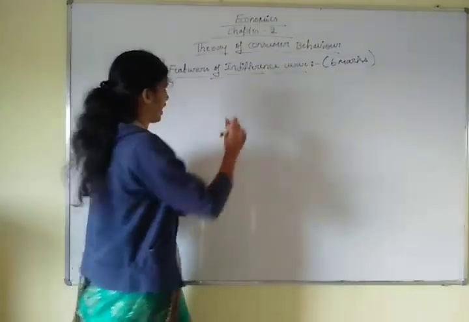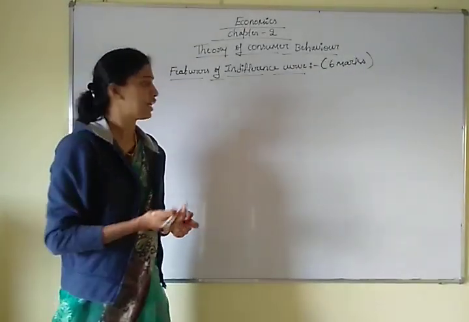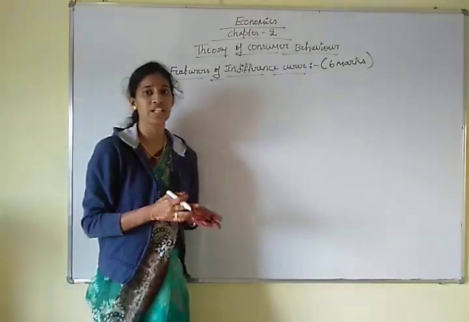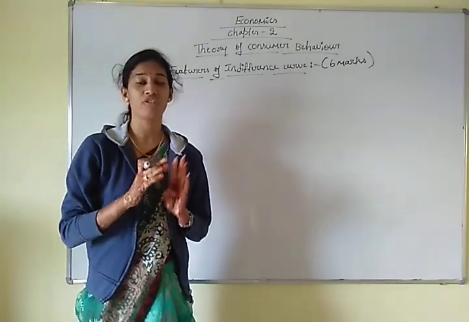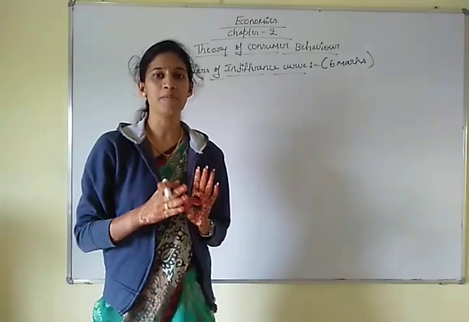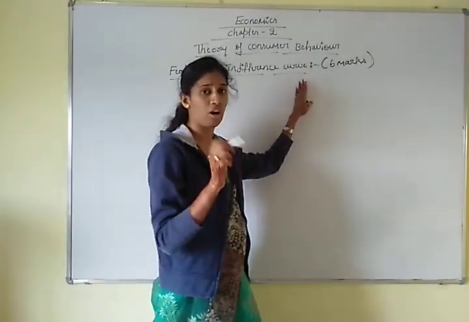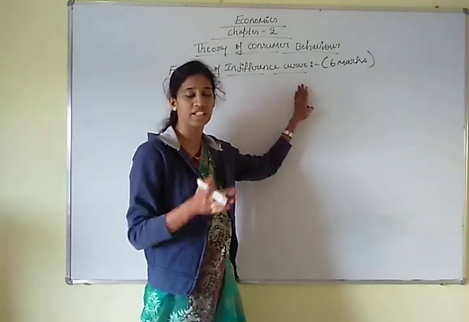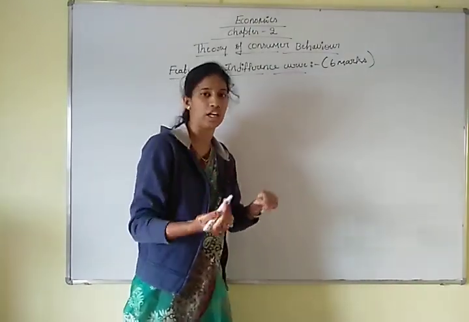Let me first start. What is indifference curve? In the last class, we already learned that the indifference curve was developed in the year 1936 by two famous English economists, R.J. Allen and J.R. Hicks. Indifference curve means different combinations of two commodities in which the consumer gets equal satisfaction.